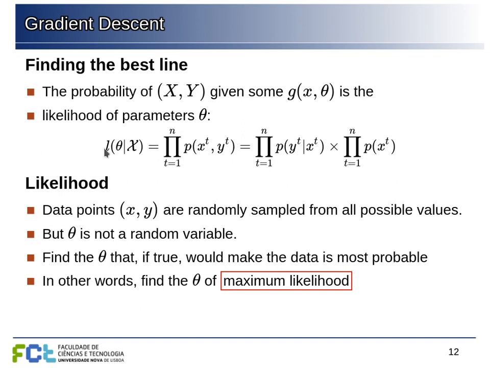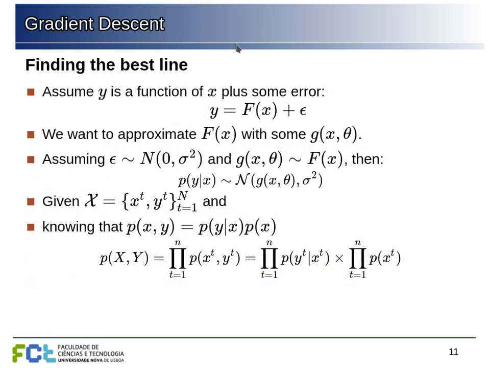And the likelihood of the parameters of our model will be the probability of our data, assuming that the parameters are correct. Now, just a brief review of these relations in probabilities. So the joint probability of two variables is the conditional probability of one given the other multiplied by the marginal probability of the other.